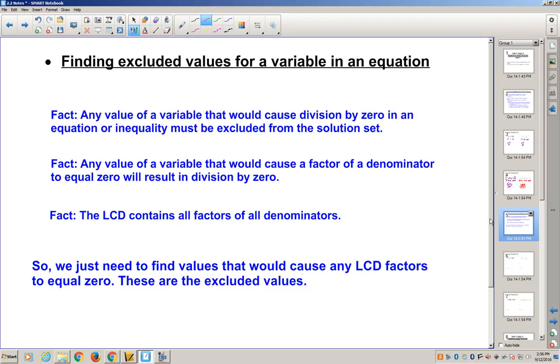So any value for the variable that would cause us to have to divide by 0 in an equation or an inequality needs to be left out of the solution set. It can't be part of the solution because we know we can't divide by 0. That's undefined. And our solution set needs to only be those numbers for which x is defined. So any value of a variable that would cause a factor of a denominator to equal 0 will result in division by 0, and the other fact is the LCD contains all the factors of the denominator. So really what we need to do is we just need to find the values that would cause any LCD factors to equal 0, and then those are excluded from the solution set.